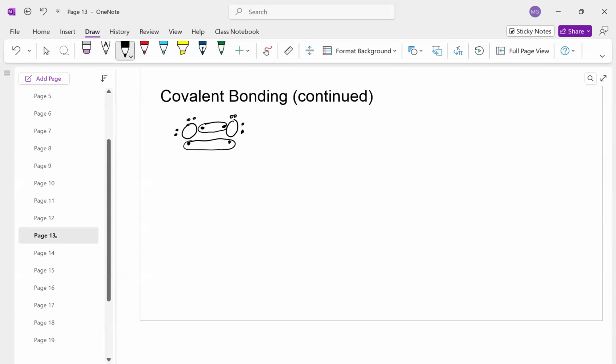If we were going to keep up with the dots, now there's two sets of dots, two bonding pairs between the two oxygens, and each oxygen has two lone pairs. The way we express this in a Lewis structure is we use two lines. And those two lines are called a double bond. A double bond is a sharing of 4 electrons.